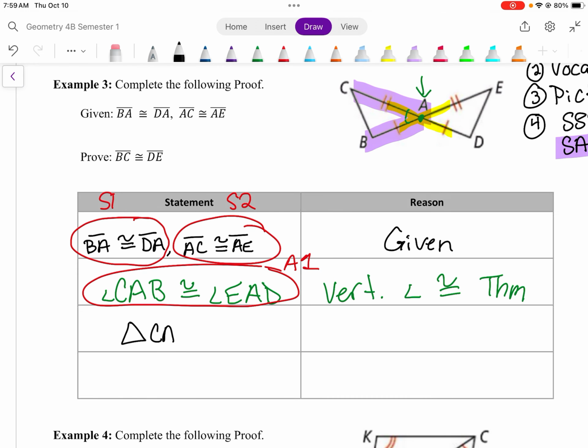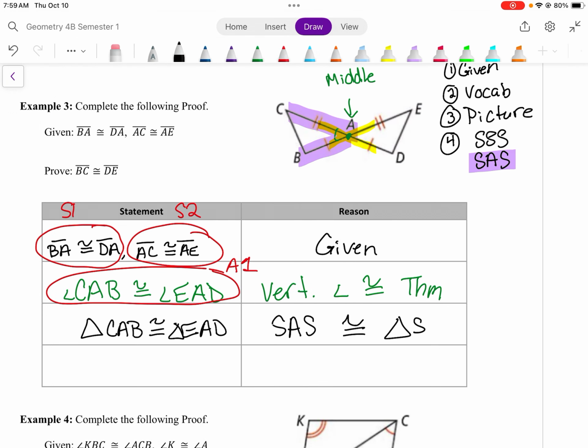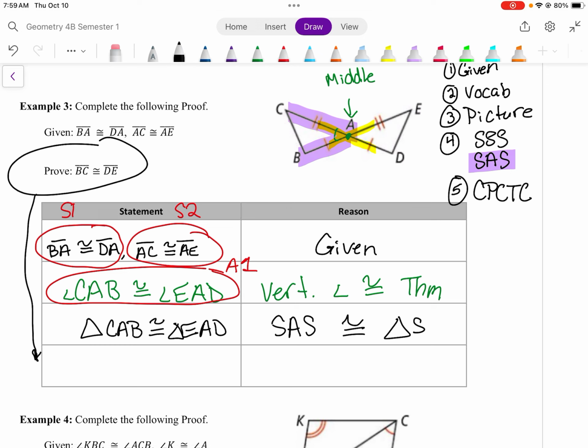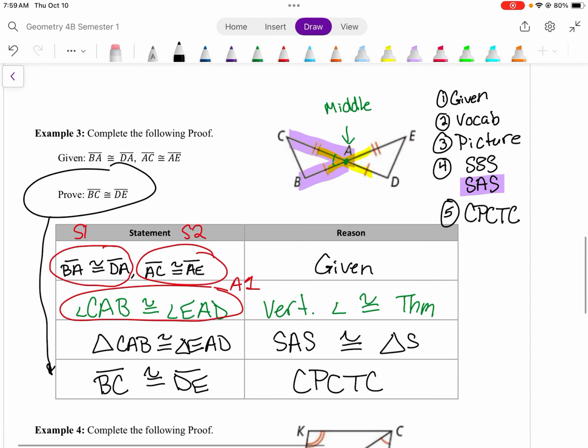So I'm going to name a triangle CAB is congruent to triangle EAD. And that one is side, angle, side of congruent triangles. Once we know that the triangles are congruent, then we can use CPCTC to say that any of those corresponding parts are congruent. So we can say BC is congruent to DE. CPCTC. Okay, so make sure you have that all down before we move on to the next one.